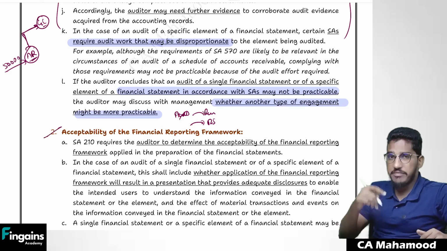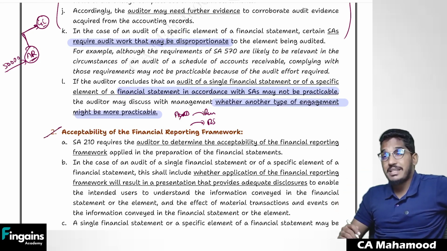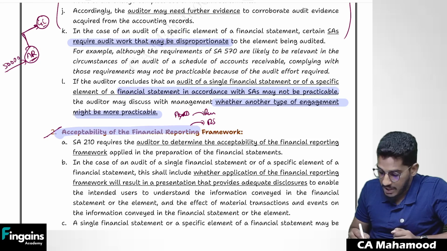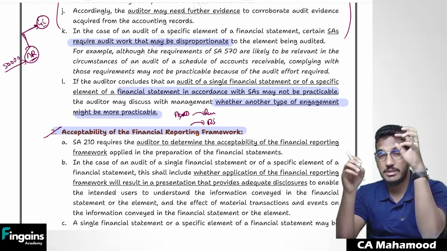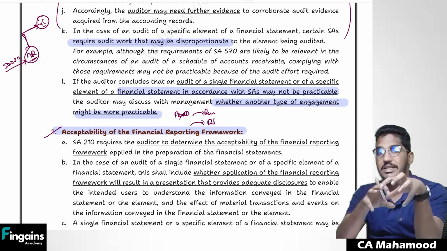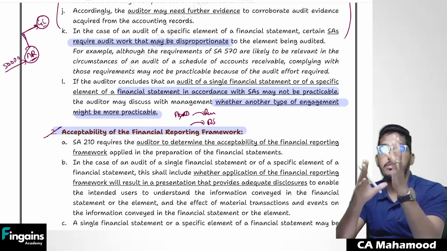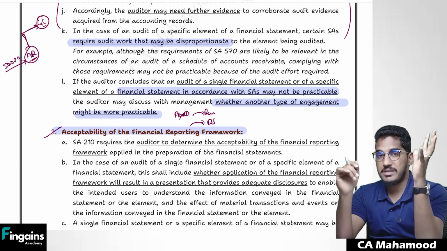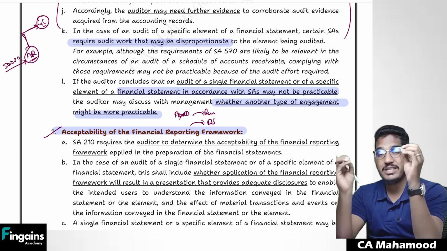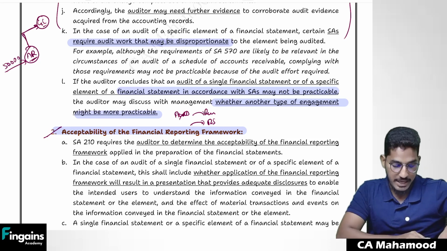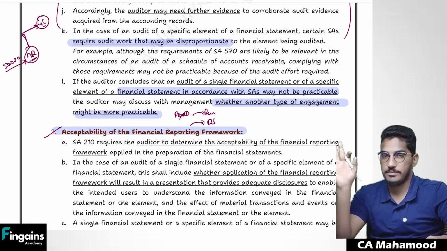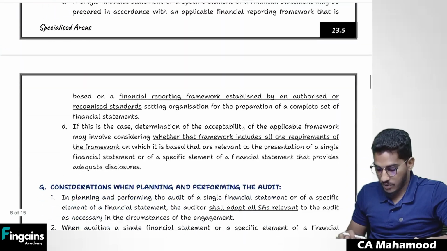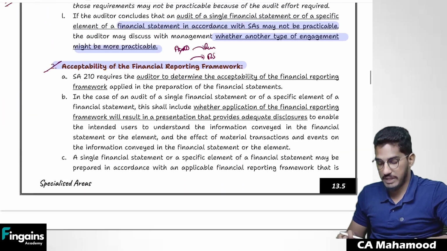Next one, like the way we have done in SA 800, we have to determine the acceptability of the applicable financial reporting framework. So here also we need to do the same thing. Whatever framework they have followed in the preparation of the single financial statement or that specific element of the financial statements, how far is that acceptable? Is it containing all the disclosures? Is it containing all the presentation requirements or not? We need to check the acceptability of the applicable financial reporting framework as well. Understood? So these are the things which we need to consider while accepting the audit of a single financial statement or specific element of a financial statement.